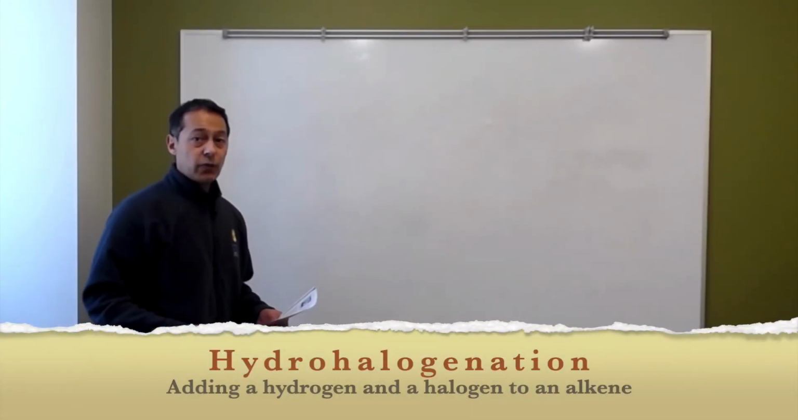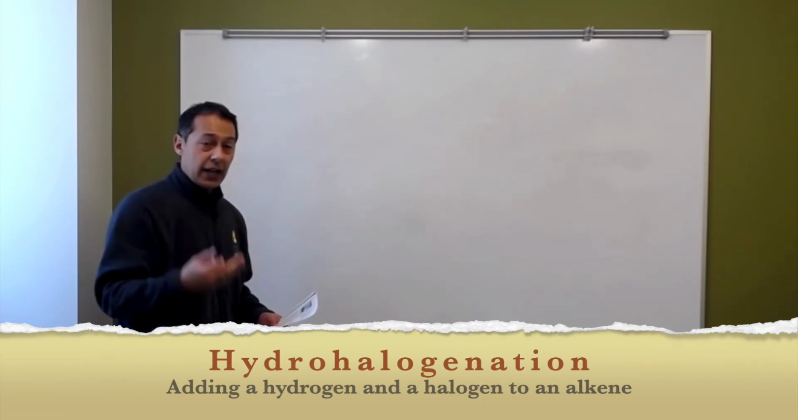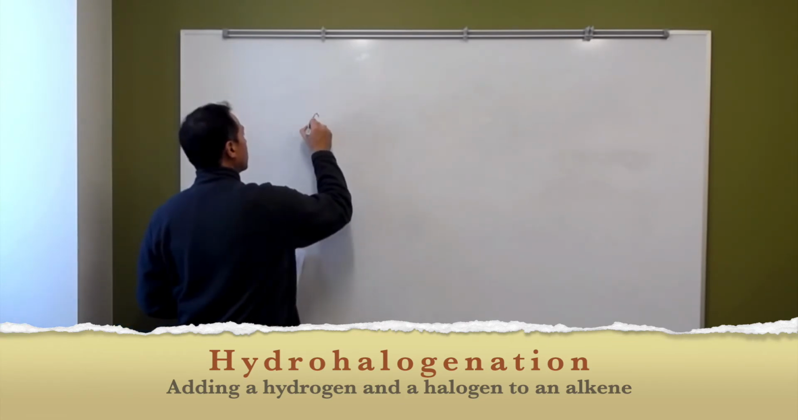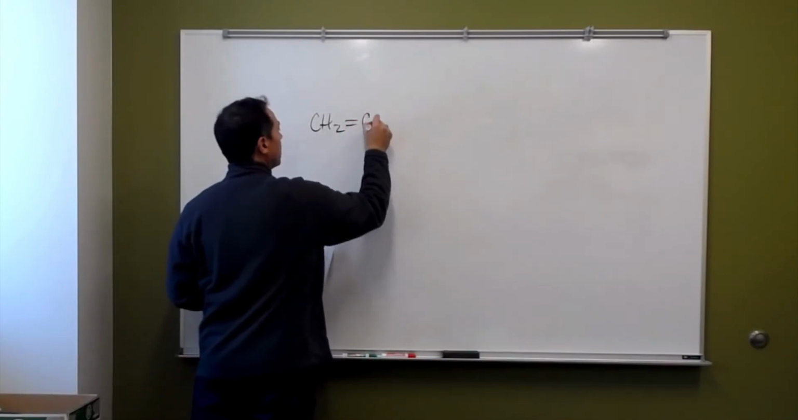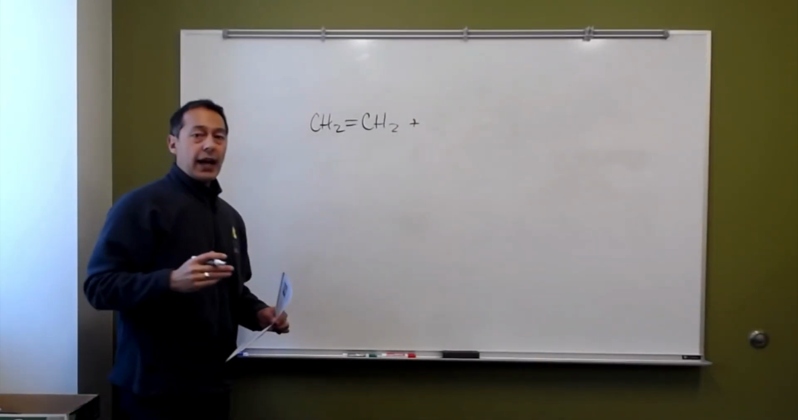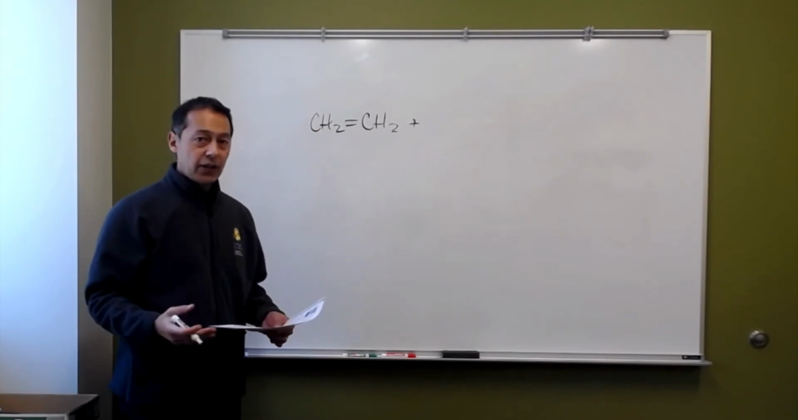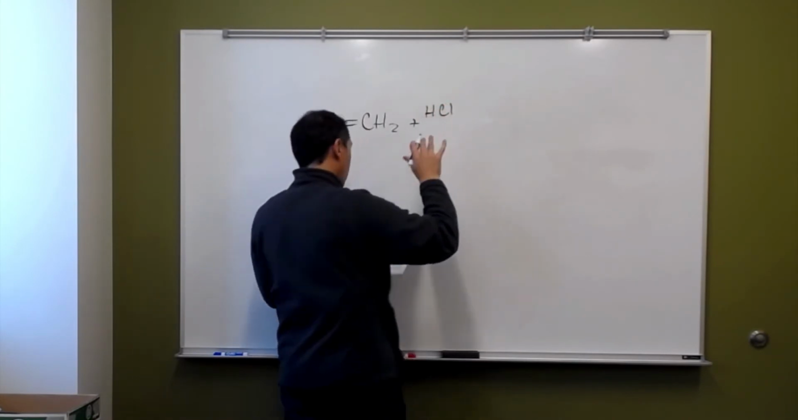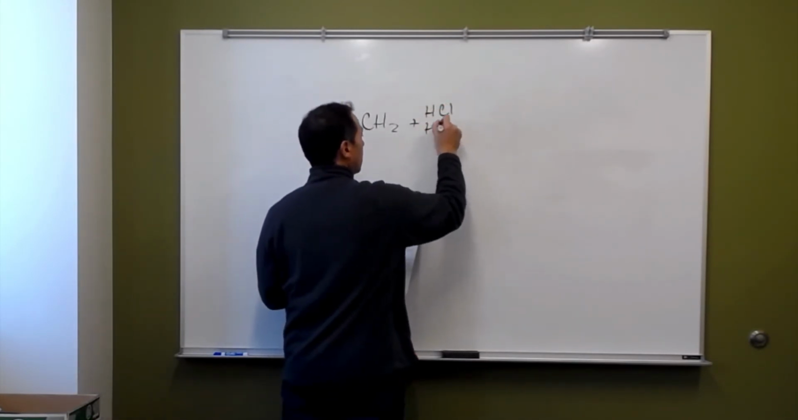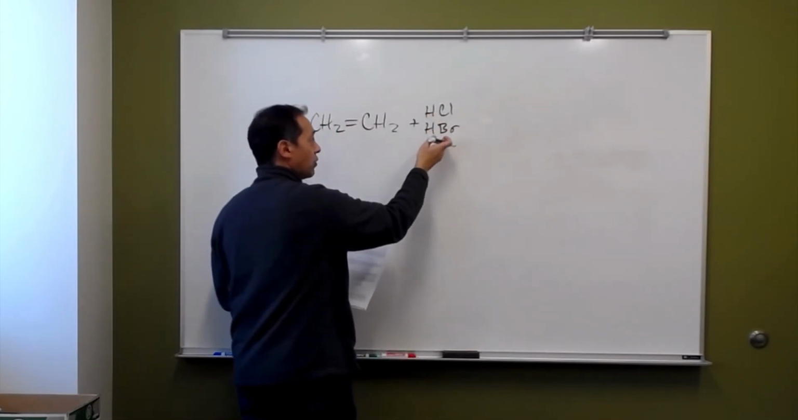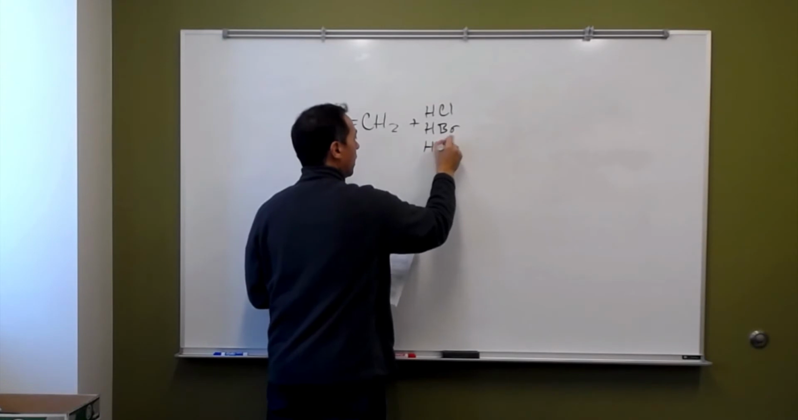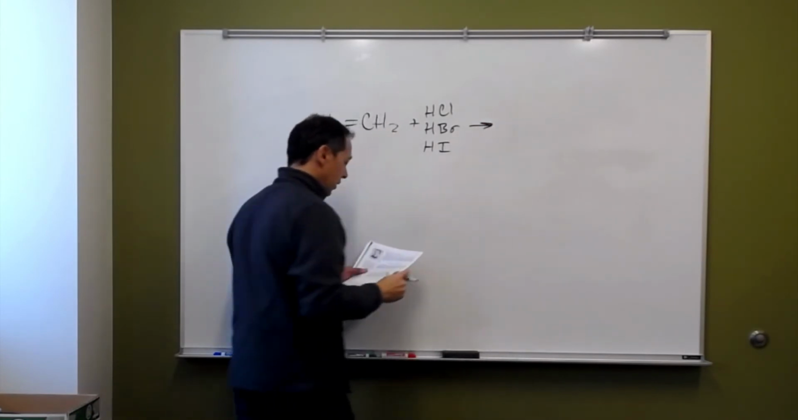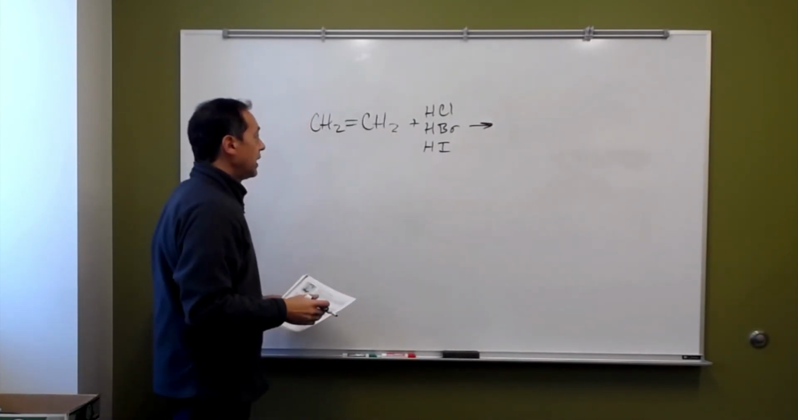Hydrohalogenation is when we're going to be adding a halogen and a hydrogen atom to something. So we're going to go back here to our ethene, CH2 double bond CH2, and we're going to add hydrohalogenation. That means we're adding HCl, or it could be HBr, so hydrochloric acid, hydrobromic acid, or hydroiodic acid. Any one of those. And this just kind of goes on its own. We don't need any catalyst for this one.